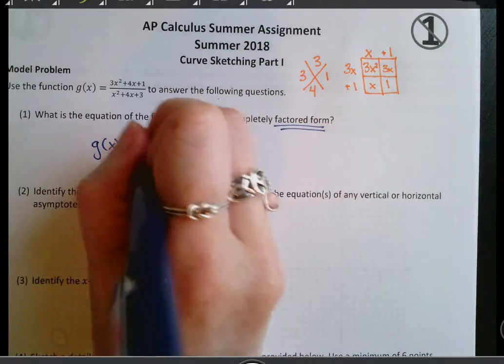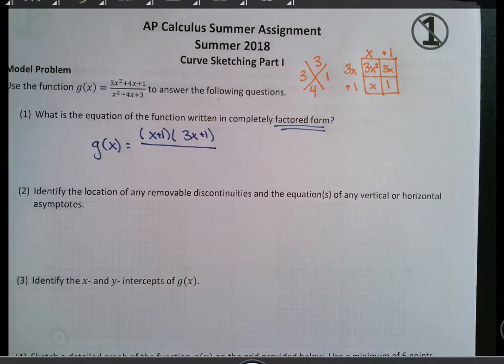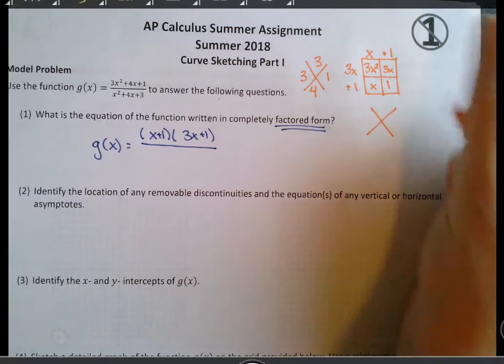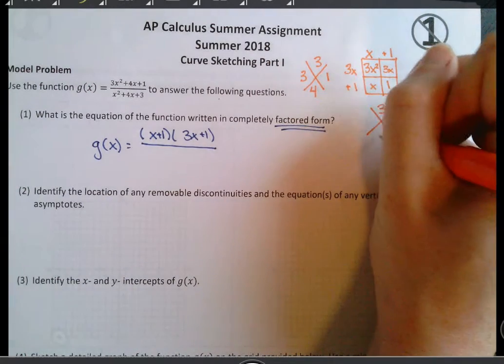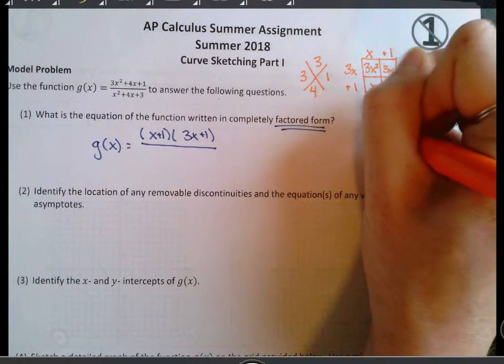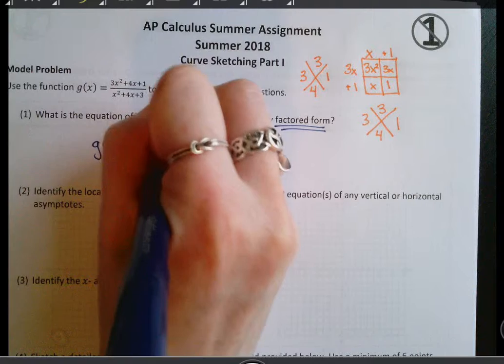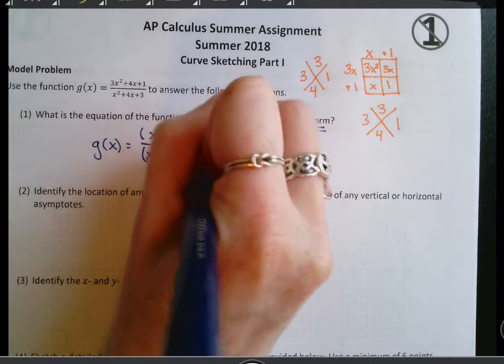Now I need to go through and factor out my denominator. So for that one, we're saying, okay, well, what multiplies to 3 but adds to 4? So same thing again, 3 and 1. So we're going to end up with x plus 1 and an x plus 3.